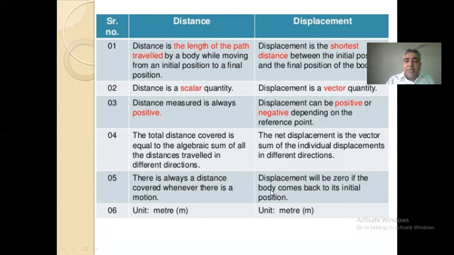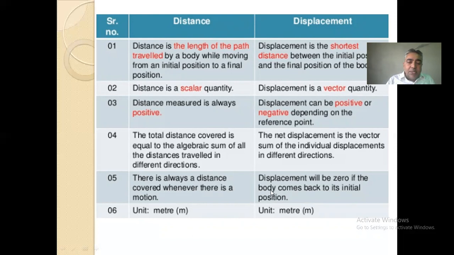Displacement is a vector quantity and distance is a scalar quantity. Distance measured is always positive. Displacement can be positive or negative depending on the reference point. The total distance covered is equal to the algebraic sum of all the distances traveled in different directions. The net displacement is the vector sum of the individual displacements in different directions.